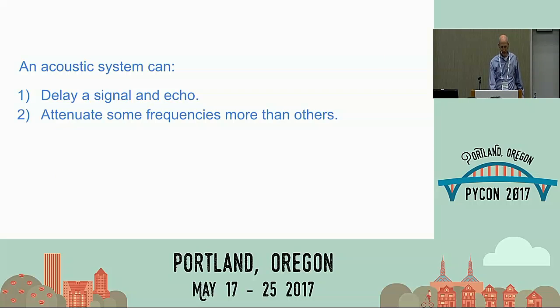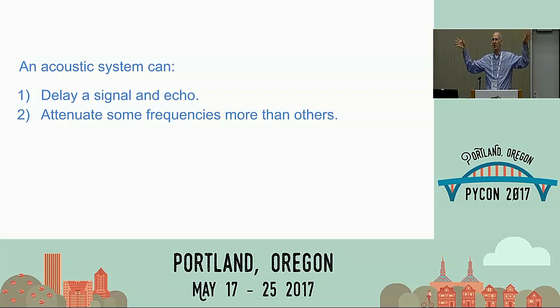I want to give you a little bit of intuition for what that means. You already have some intuition. You know what acoustics can do. So if you play a sound in a concert hall or anything else like that, you know that the LTI system can delay the signal. It takes time for sound to propagate across a room. It can echo a signal. So in fact, you're hearing echoes right now.